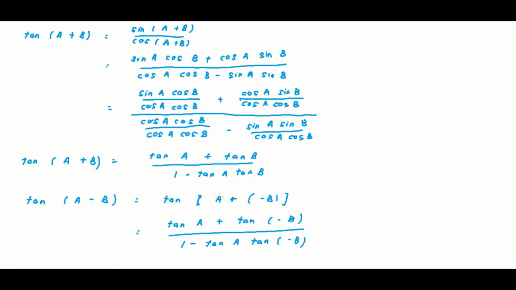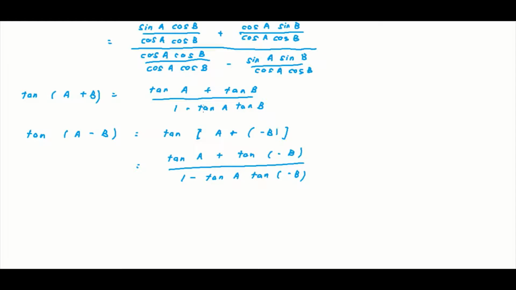So B is an acute angle, so negative B is in the 4th quadrant, so that's why tangent for the 4th quadrant will give you a negative. So this should become tangent A minus tangent B, and then over, since this becomes negative, so negative becomes positive, so 1 plus tangent A tangent B. So you get the last compound angle here, which is tangent A minus B.